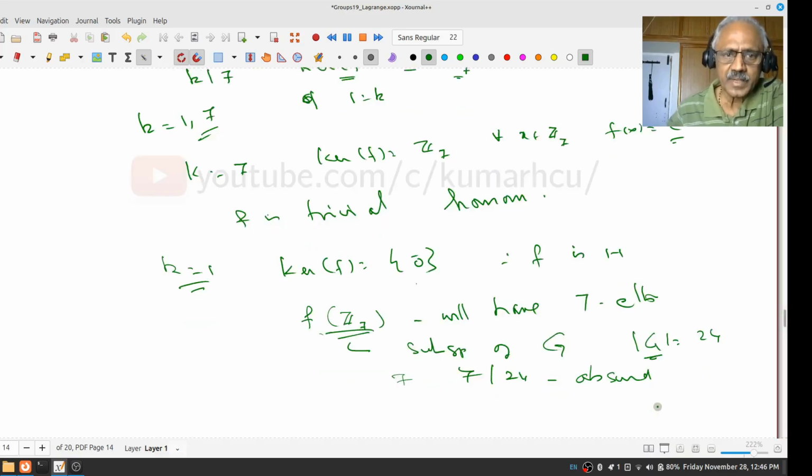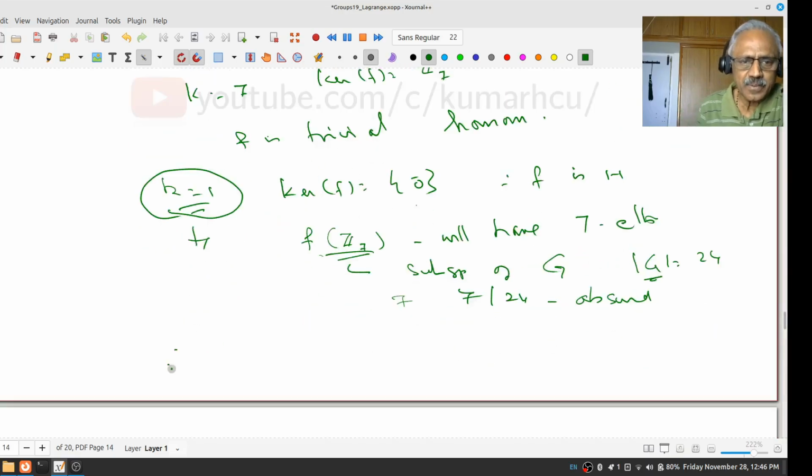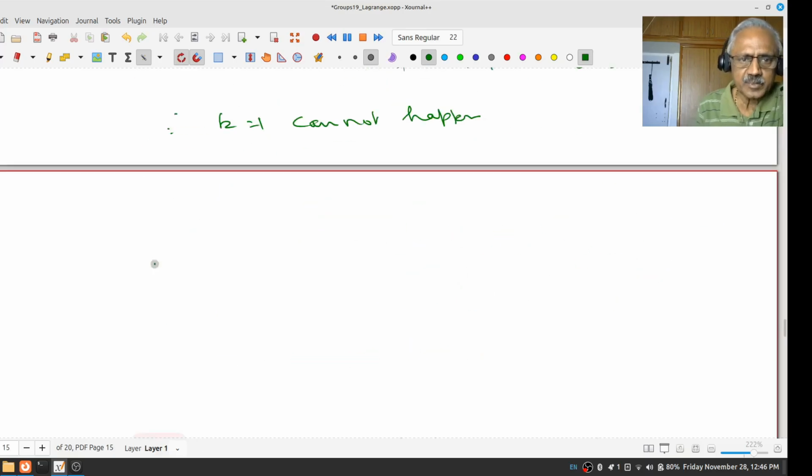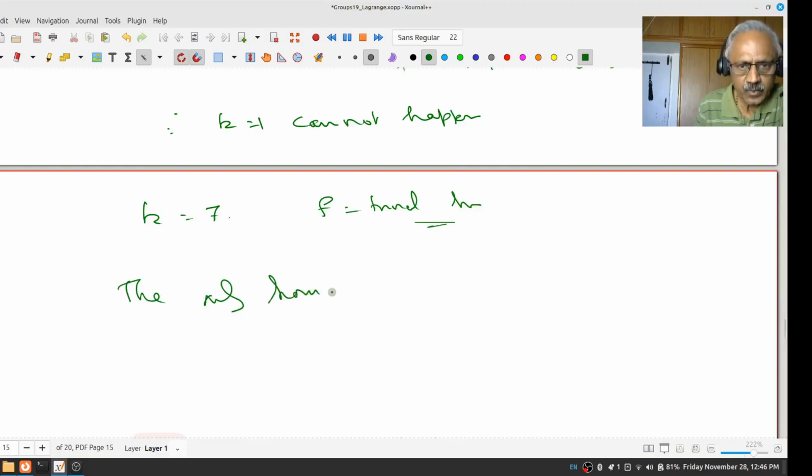Therefore, what does it mean? That means K equal to 1 cannot happen. Therefore, K must be 7. If K is 7, F is the trivial homomorphism. So, what have we shown? We have shown the only homomorphism F from Z7 to G, where G is a group of order 24, is the trivial homomorphism.